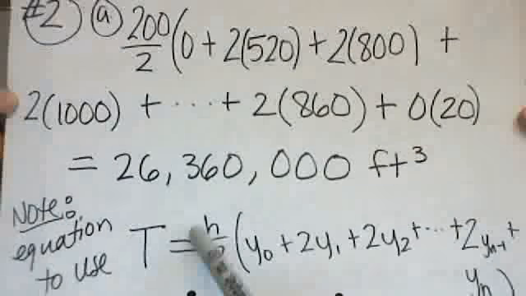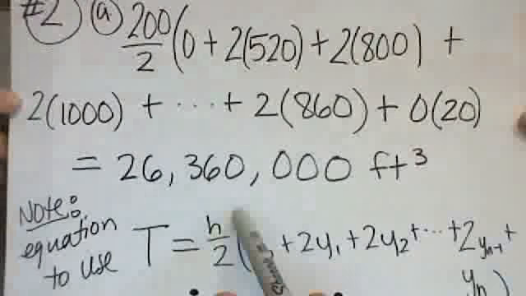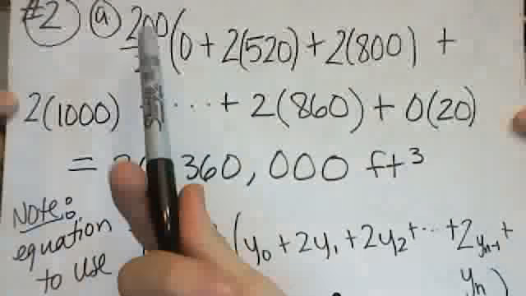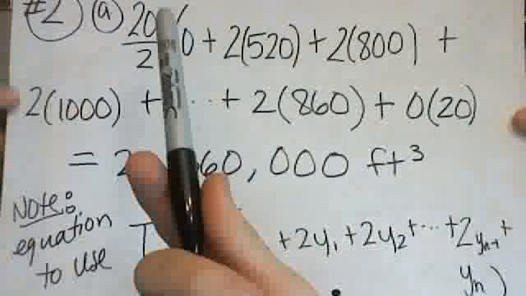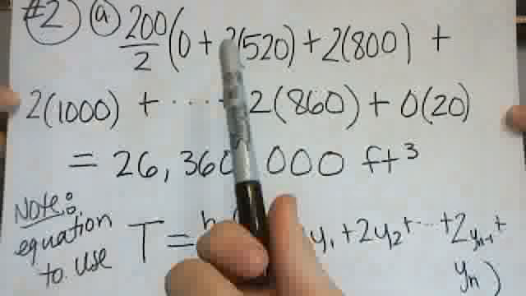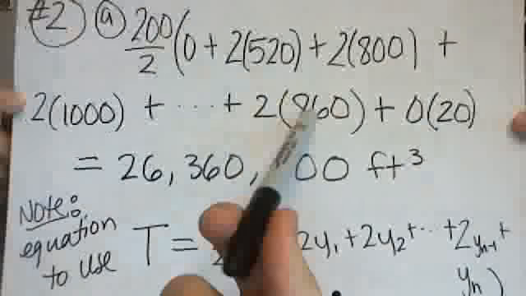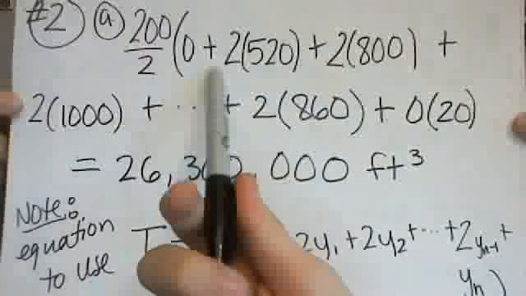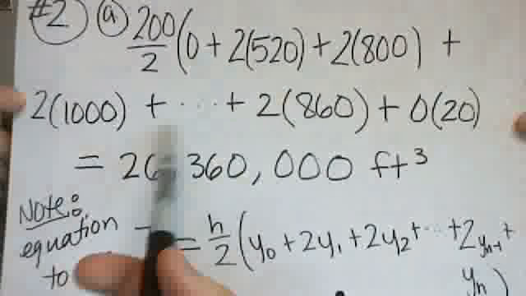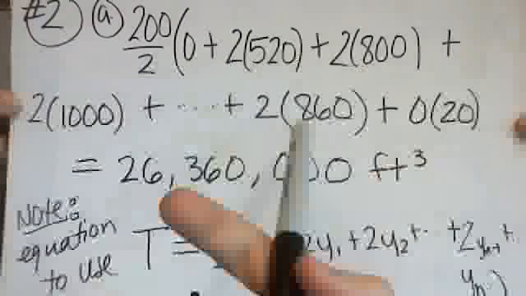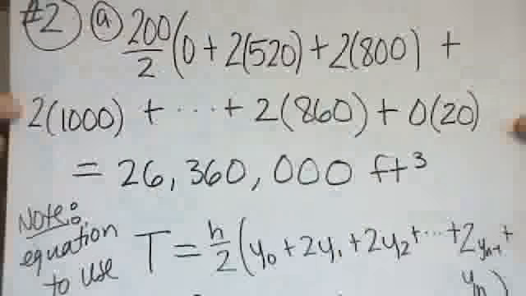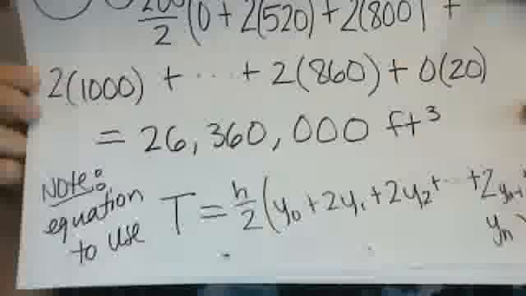So you know what the h and what the y0, y1, y2 values are, and you just plug them in. H in this case is 200 because you're using 200-foot intervals, and h stands for the intervals. Then you plug in the values, and you get 200 over 2 of 0 plus 2 times 520 plus 2 times 800 plus 2 times 1000 plus, and so on. Once you plug that in and solve, you get 26,360,000 feet cubed. That's part A.